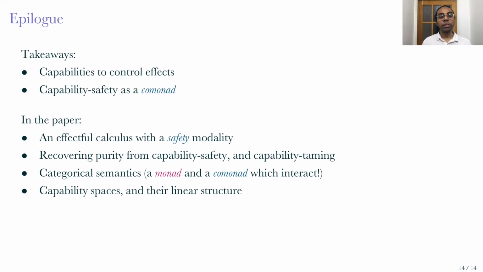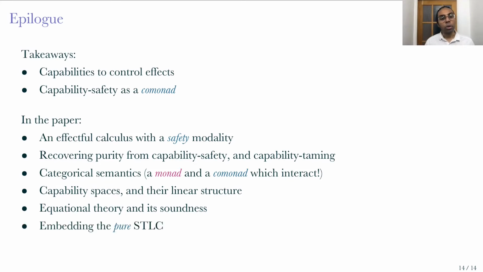The idea of this construction, in fact, comes from an old paper of Martin Hofmann. Also, capability spaces have more structure than we actually use for our semantics. It can be used to give a model of linear type theory, which we discuss in the paper. We also give the full equational theory for this calculus, and we use our denotational semantics to prove its soundness. Finally, we also show how to embed the pure simply typed lambda calculus into our language using this comonadic modality. This embedding preserves the equational theory of the pure STLC.